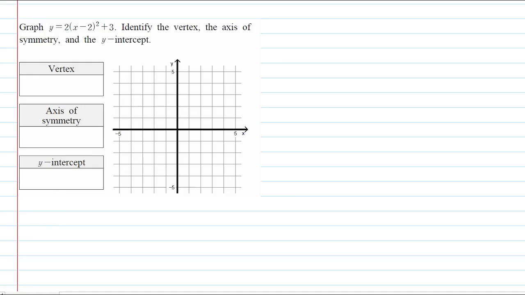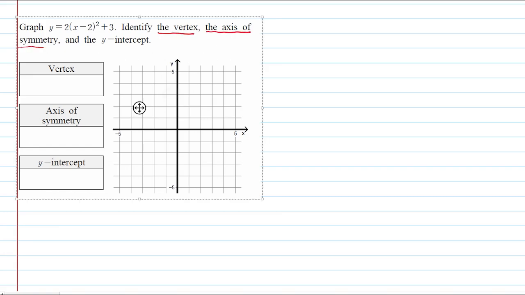Here's the question. Graph y equals 2 times (x minus 2) squared plus 3. We need to identify the vertex, the axis of symmetry, and the y-intercept.